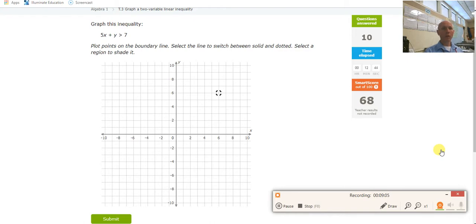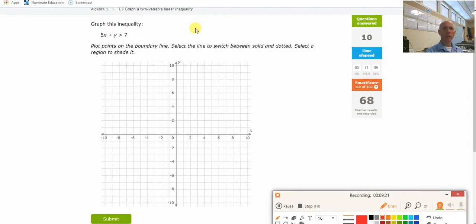Right, so, oh, interesting. This is a different type of problem, isn't it? How are you going to graph this? We can do a couple things to it. We can rewrite the equation as y is greater than -5x plus 7. That's one way to do it. I subtracted 5x from both sides. So let's graph that.